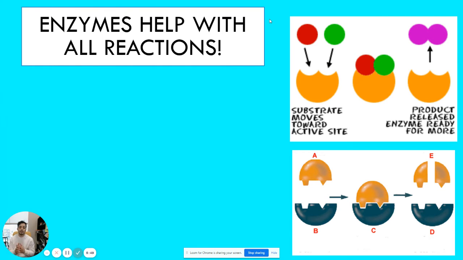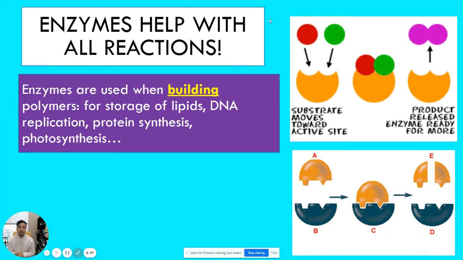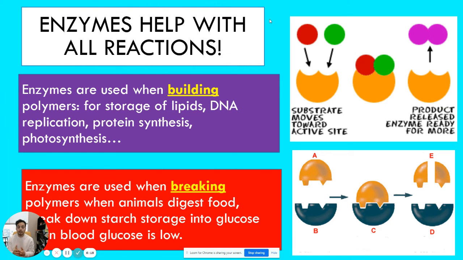Remember that enzymes are proteins and they help with all types of reactions. Okay. The 2 things that they can do is they can make something, so they can be used for building polymers. Polymers are just like the long chains of something. Think monomers, polymers. So it can be used for lipids, DNA replication, protein synthesis, photosynthesis, anything with synthesis to make, right? But it could also be used for breaking polymers.